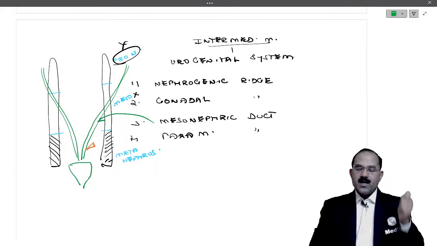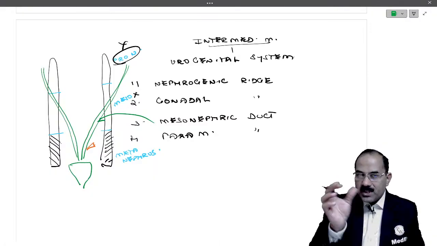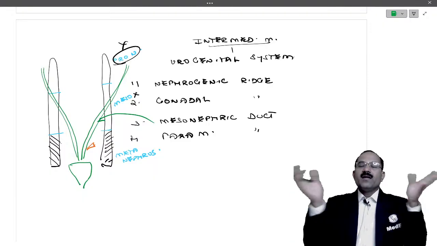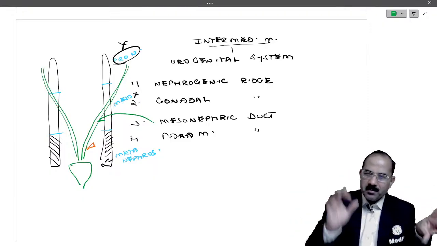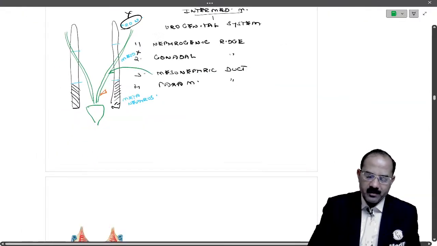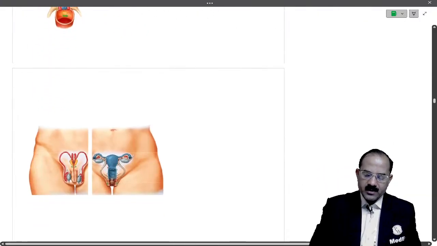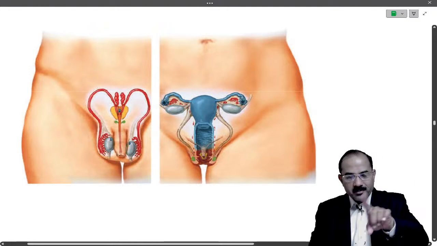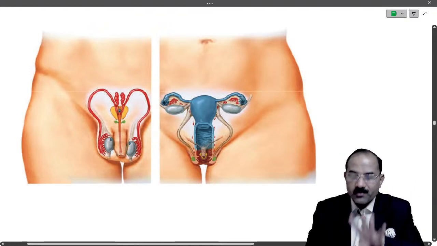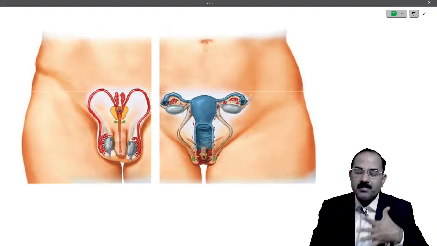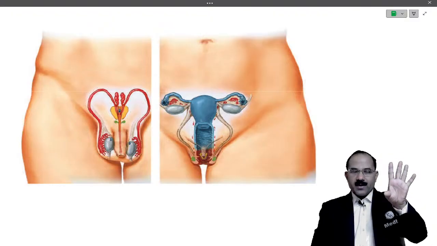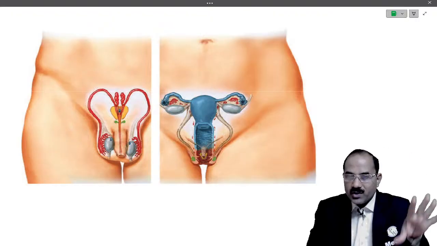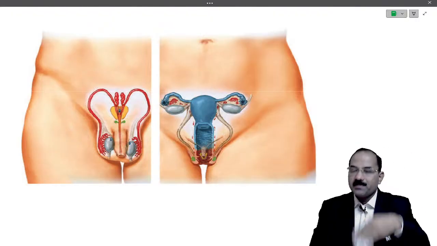Perfect. Now you tell me, these two mesonephric ducts form the collecting part of the kidney that is common for males and females, right? Common for males and females. Now this mesonephric duct in males and females, what do they form common for both? The collecting part of the kidney. Okay, in males, what else do they form? In males, they form the entire genital system of males except the testis.